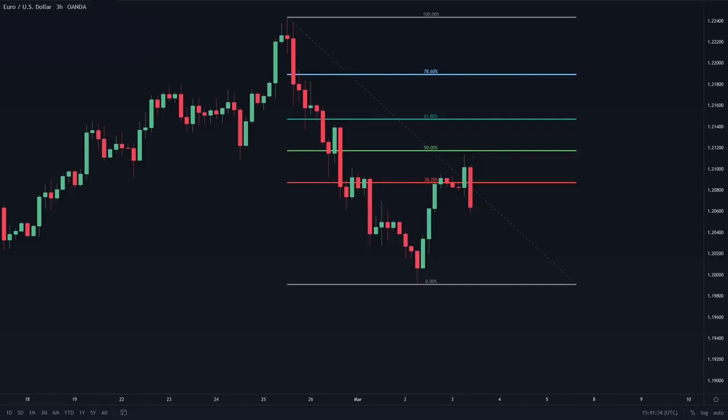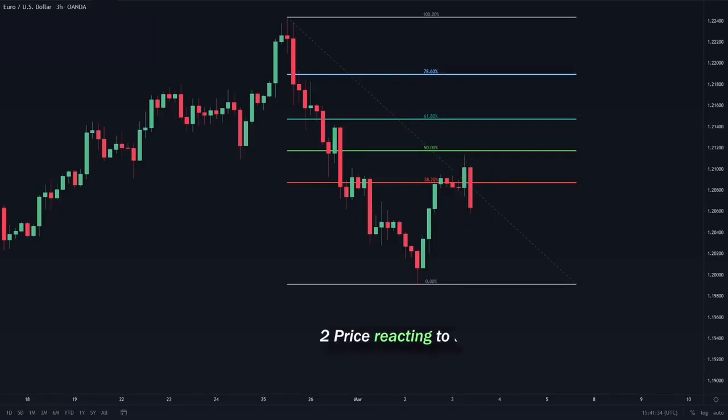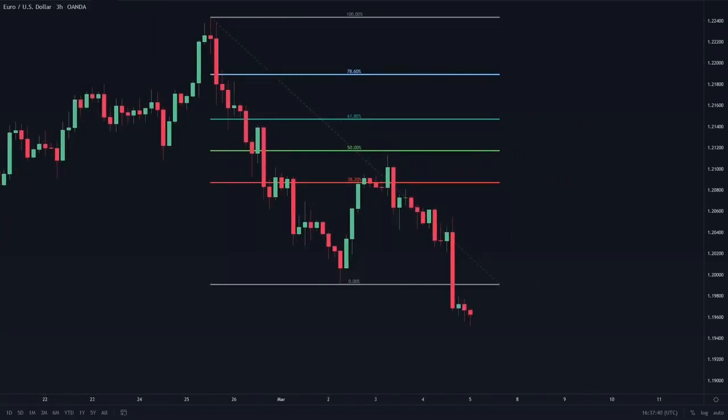So again, let's recap what we have currently. First, we have price pulling back towards the Fibonacci level. Second, we have price reacting to that Fibonacci level. And third, we spotted a bearish engulfing pattern, indicating that there's some sort of downwards momentum as price touches this area. So based on this, it is likely that the price will bounce off at this level. And so this is a good opportunity to take a short position. And that's how you utilize Fibonacci retracements to find trade entries.